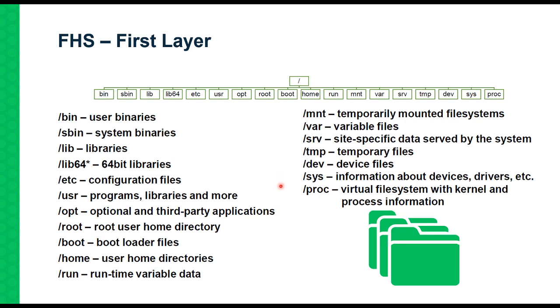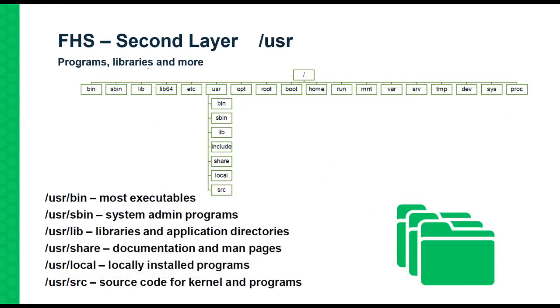And then we've got our virtual filing system that works directly with the kernel and process information as /proc. So next, let's have a look at our second layer. Let's first look at our /usr. Do you remember what the purpose for the /usr is? That is where we store programs, libraries, and more. So within the /usr, which is our second layer, we should only store the following.